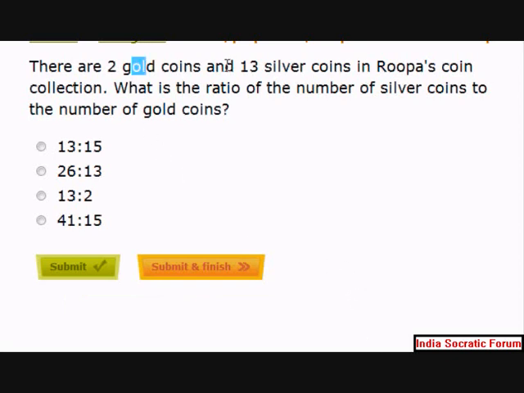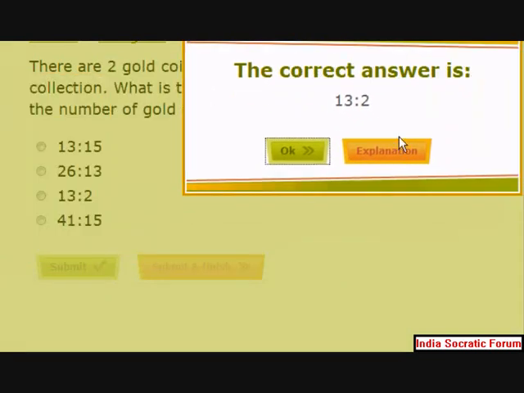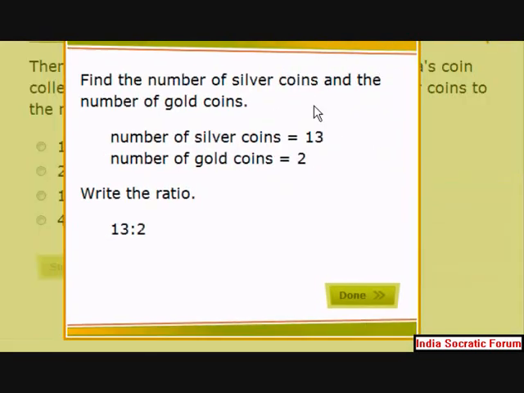There are 2 gold coins and 13 silver coins in Rupa's coin collection. What is the ratio of the number of silver coins to the number of gold coins? Good job. 13 is to 2.